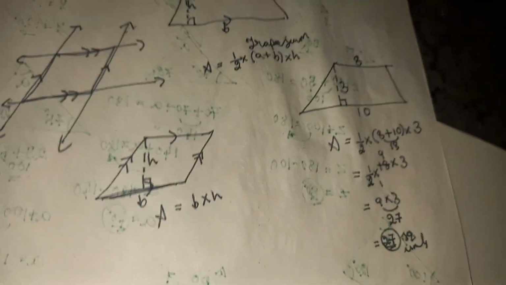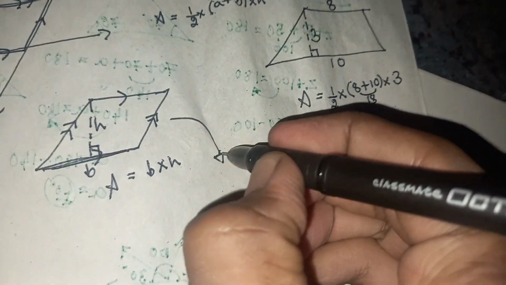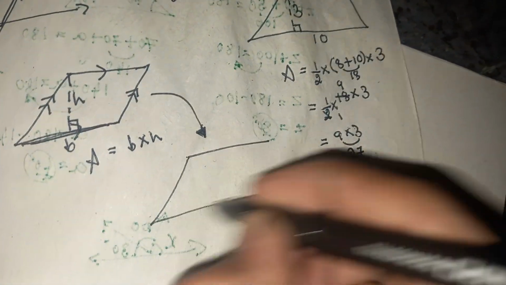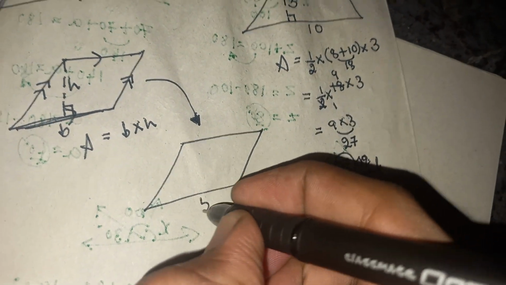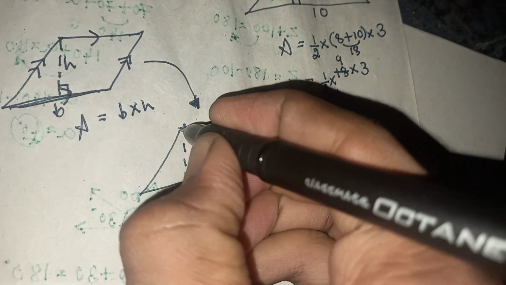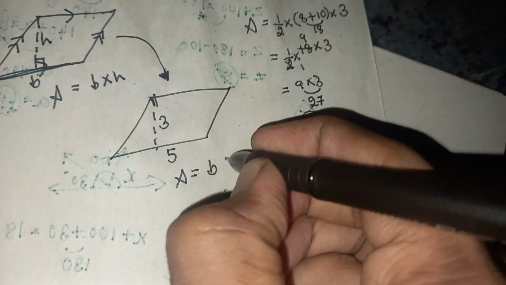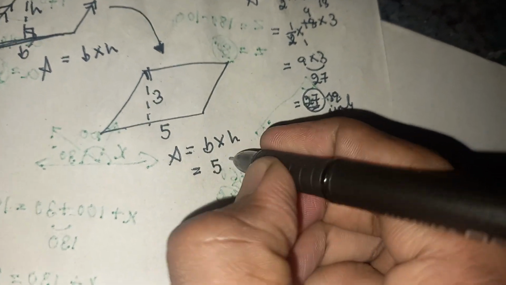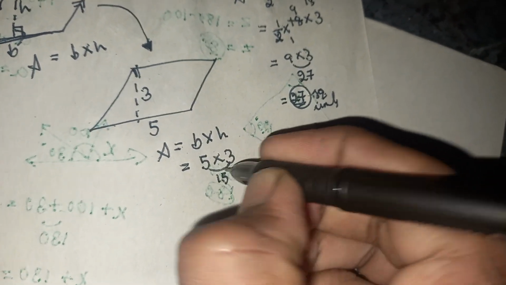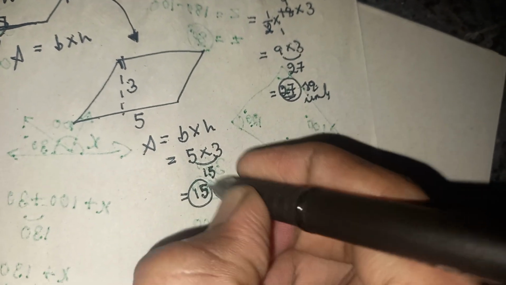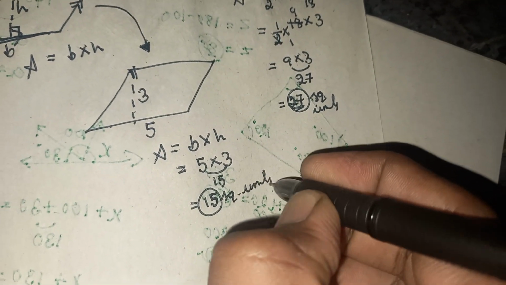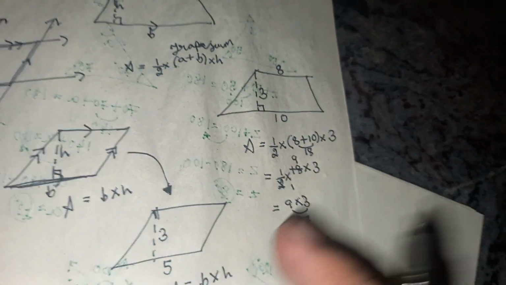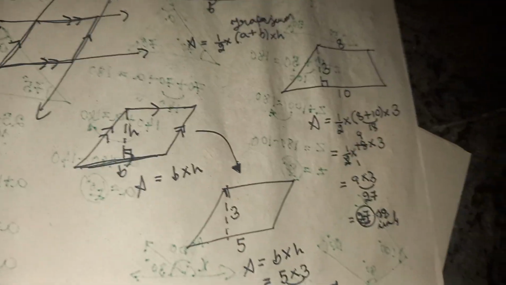Now in a parallelogram also, let's take one of those parallelograms. Here they have given this base length as 5 units and the perpendicular height as 3 units. You're going to get area equal to base times perpendicular height, this is the base, this is the perpendicular height, 5 times 3, which is 15 square units. Here it is 15 square units. This is a trapezium and this is a parallelogram. Let's find out even more things.